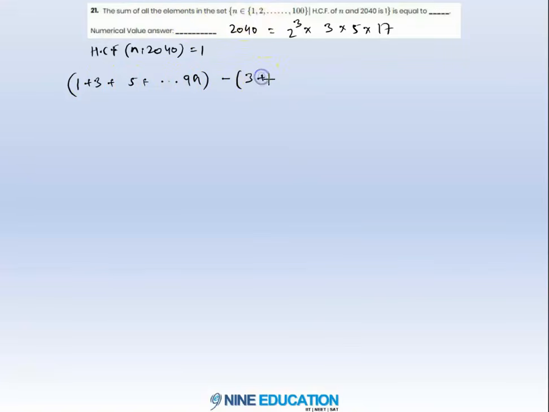So 3 plus, directly you have to take 9, because 9 is there from 1, 3, 5, 7, 9. 9 will be a part of that. So you have to take the multiples of 3, but you should not take even numbers. So after that, next will be 15, then 21, and so on till 99 you can go.